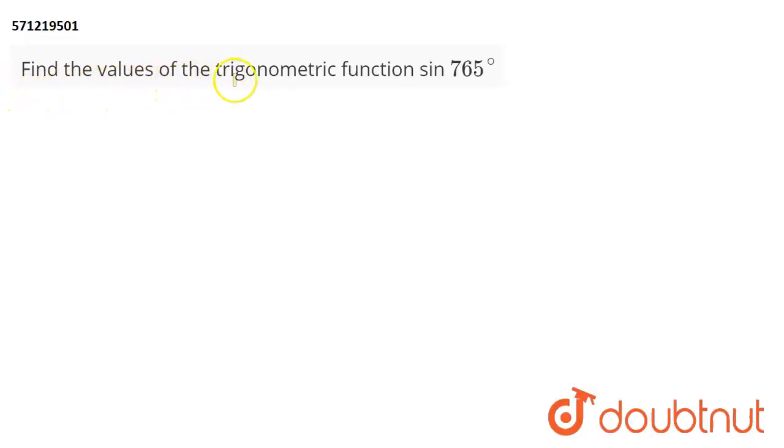Hello friends, today we have to find out the value of trigonometric function sine of 765 degree. Now the angle 765 degree is not a common angle. We do not know the direct value of sine of 765 degree. So what we do is we will reduce this expression and this inner angle to something that we are already familiar with. How to do that?